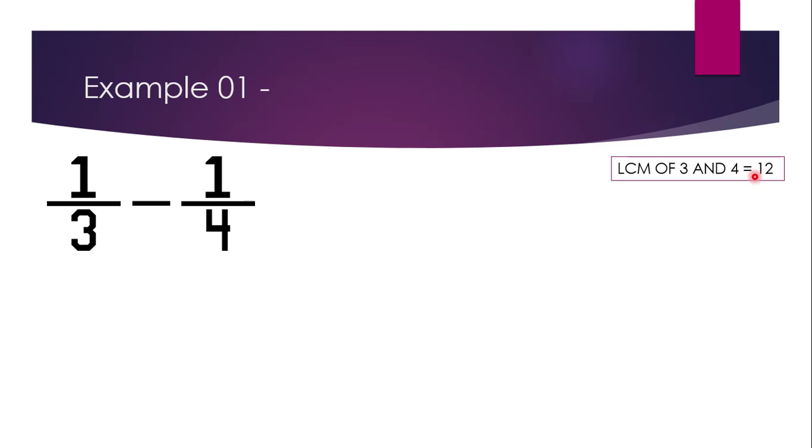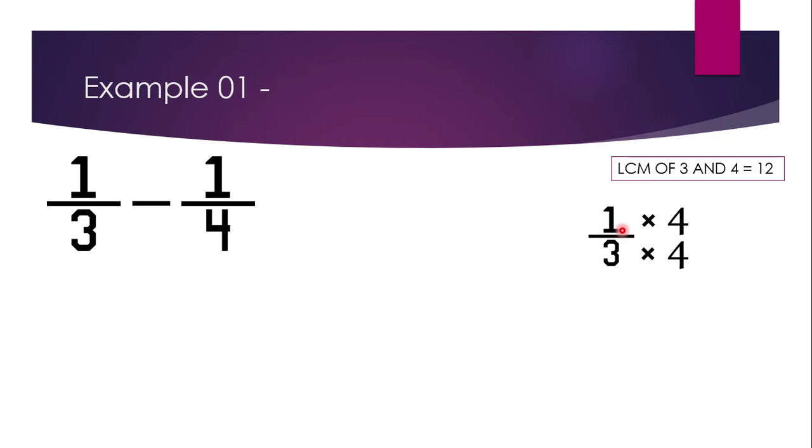So, what I have to do is convert these denominators 3 and 4 into 12. If I take the fraction 1 over 3, the 3 is the denominator, I can convert it into 12 by multiplication. I have to multiply 3 by 4. If so, I have to multiply the numerator by the same number as well.